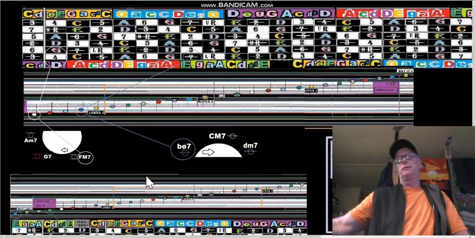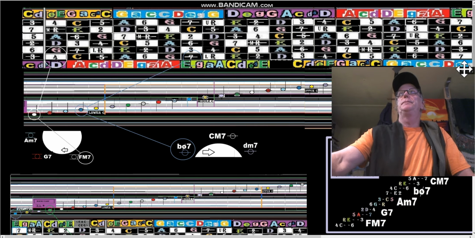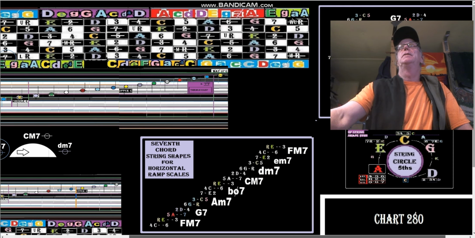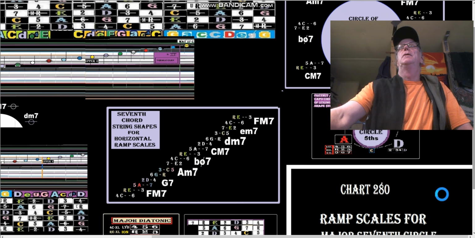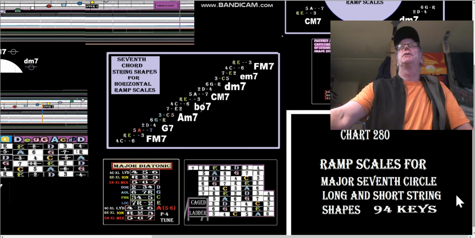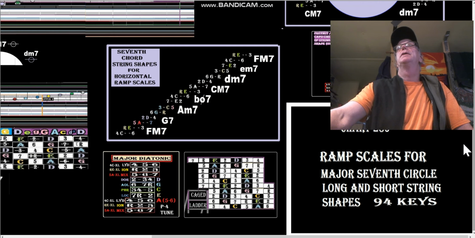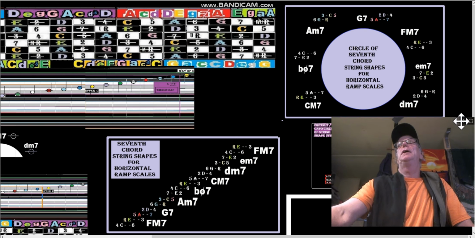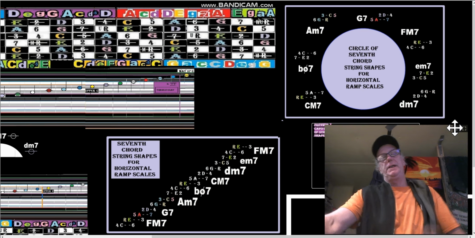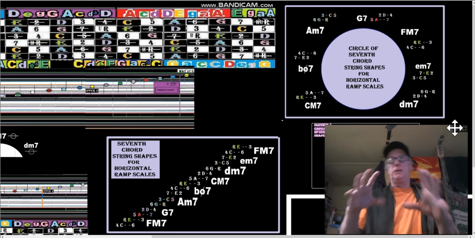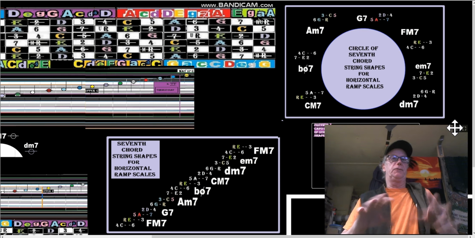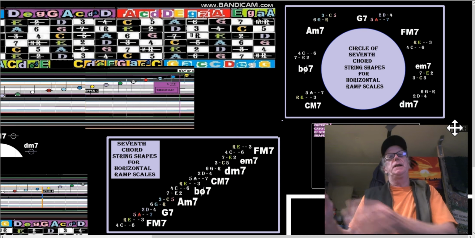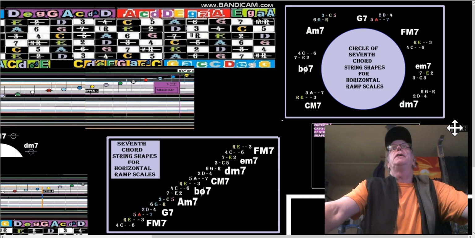By the way, a little digression here back into chart 280: Ramp scales for major seventh circle, long and short shapes, 94 key keyboard. You know, this was the original of this subject matter, and then I embellished the charts and take what I need from it and leave the rest, and that's how the charts improve, and they kind of morph. They kind of change as we go along and focus on different subject matters.